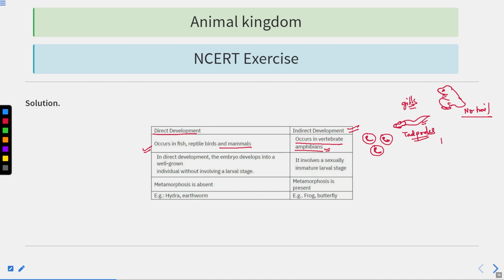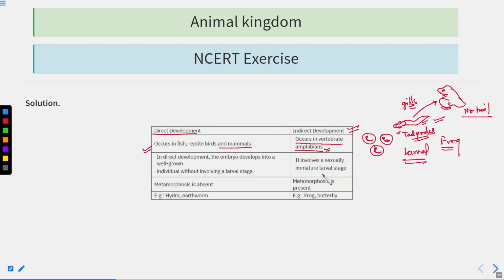Here I am taking the example of frog. That is an amphibian, right? So in the case of frog, what do you get? Respiratory organ, lungs. So there must be some change from gills developing to lungs. And here you can see the morphological structure of the tadpole and frog differs so much. Right? So this tadpole is showing the larval stage.